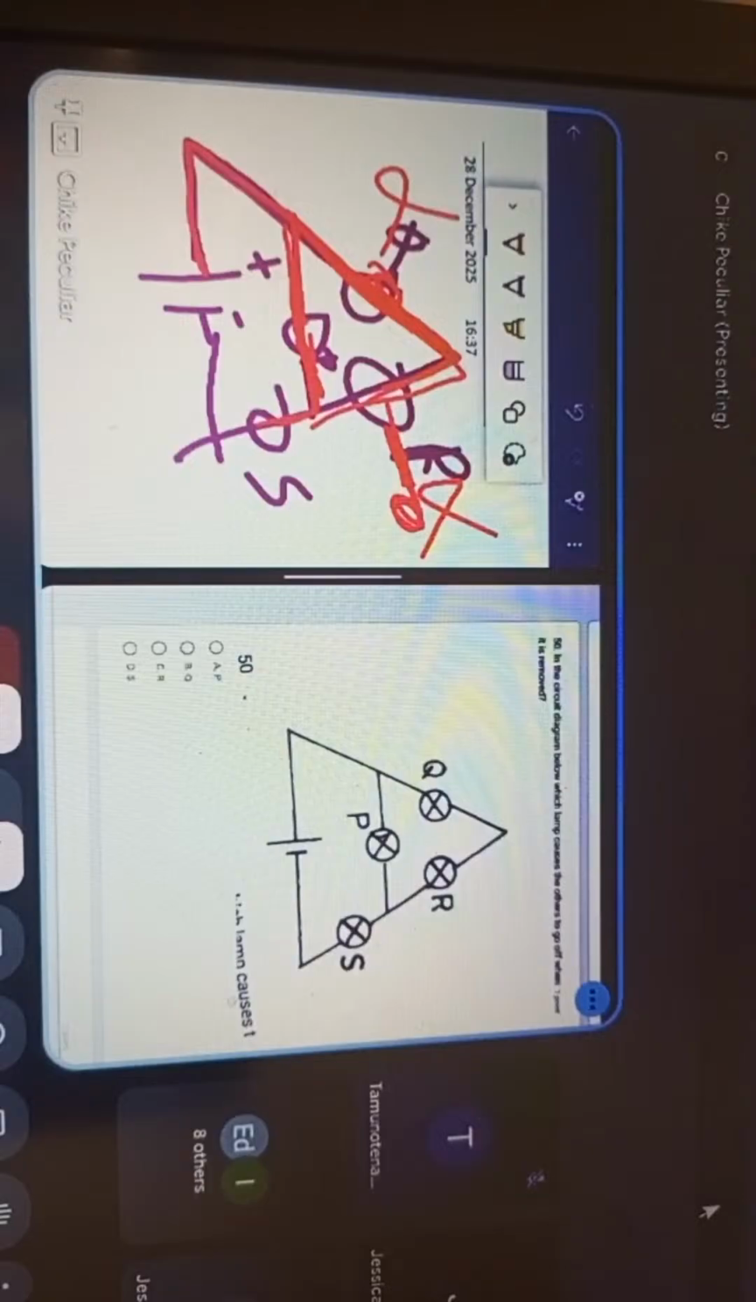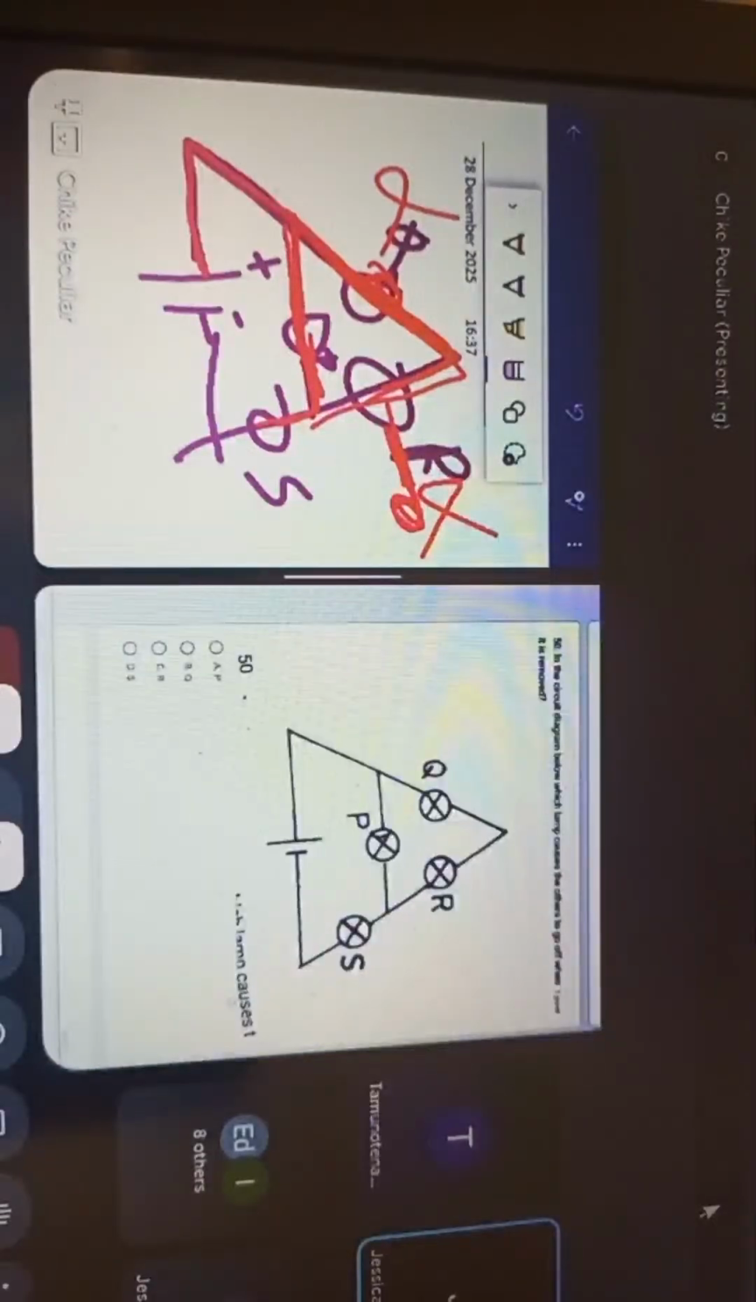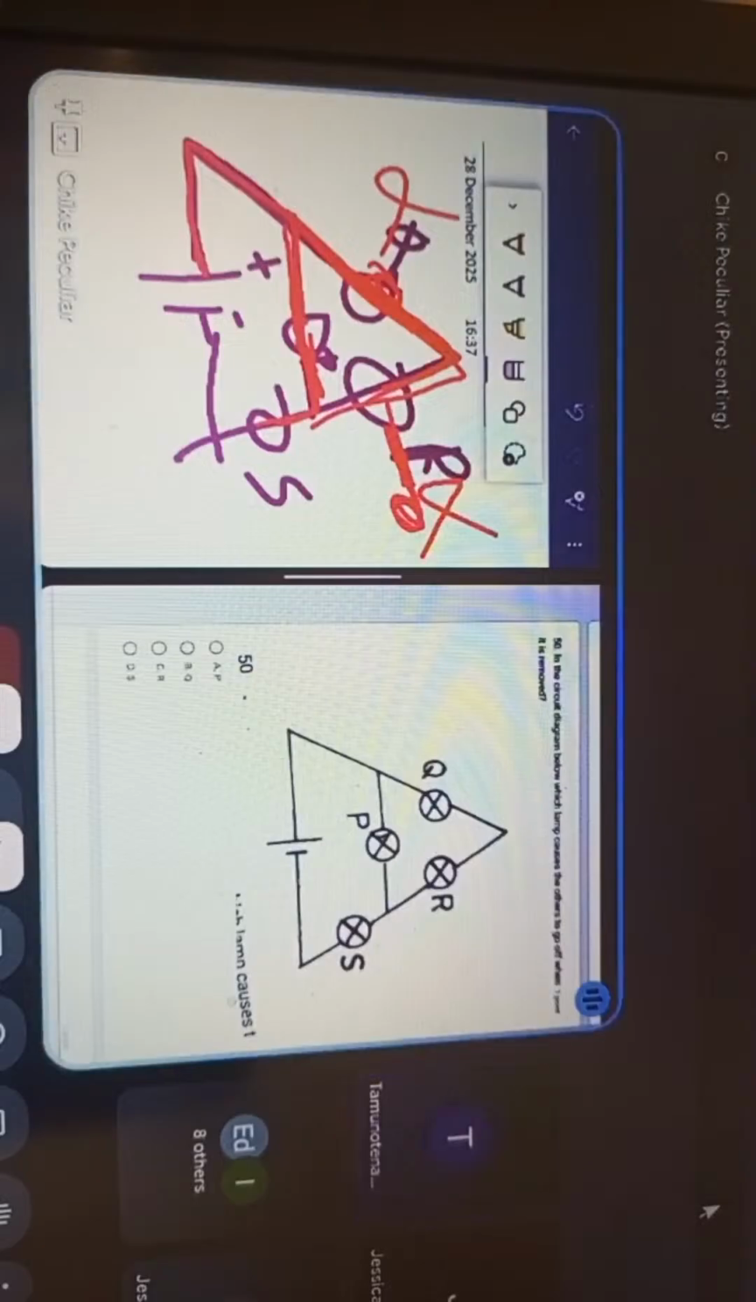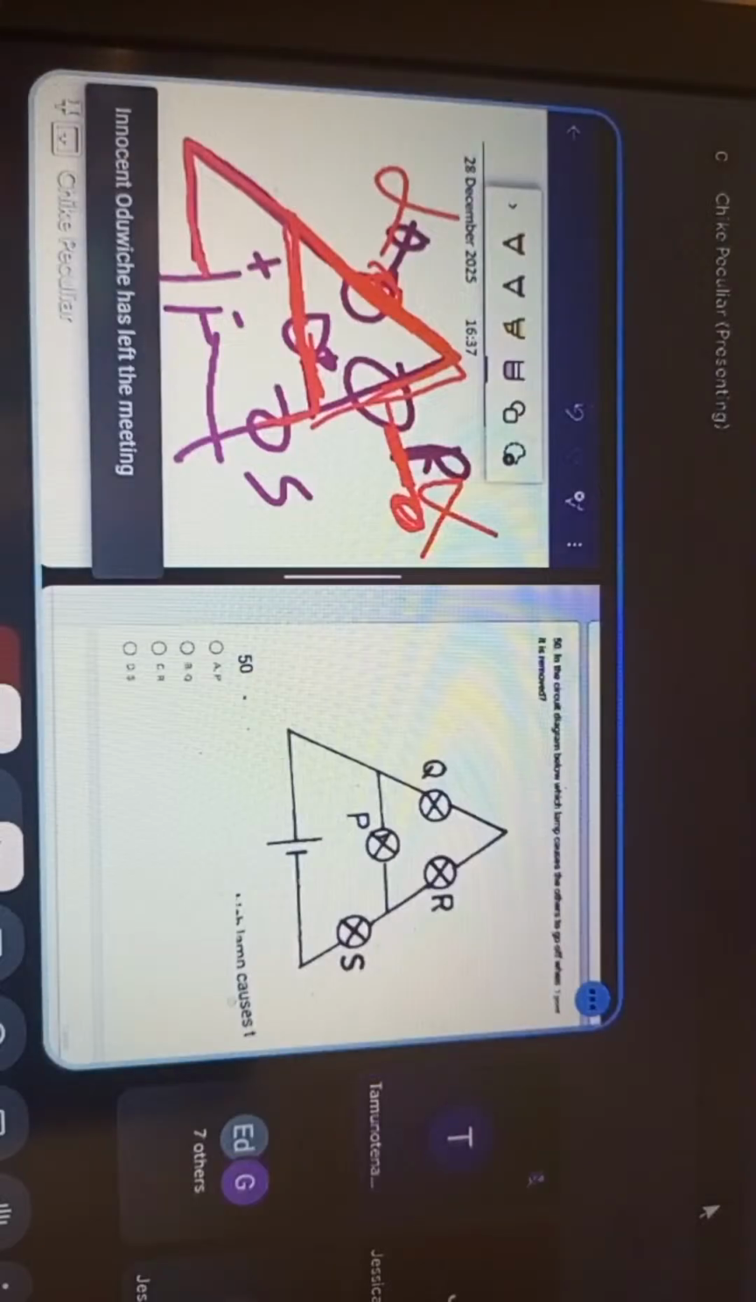What do you think it is? We've eliminated Q and R, so that means options B and C are correct. So which of the lamps? Yeah, I think it's B. Okay, very good. So P, right? That's your answer. But actually, the truth is, that's a trap anyway.